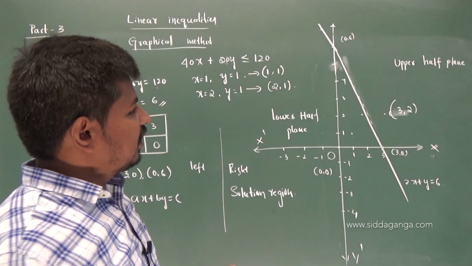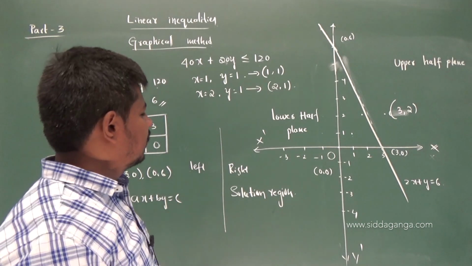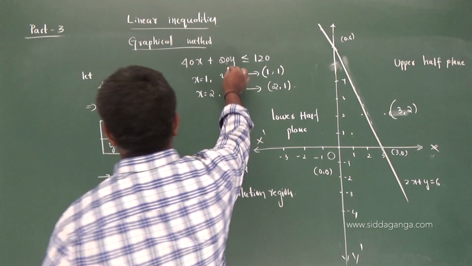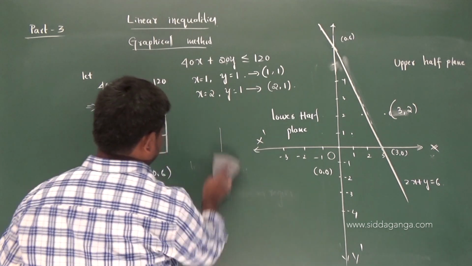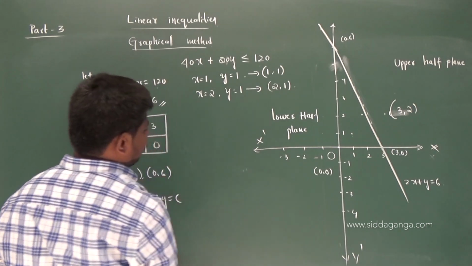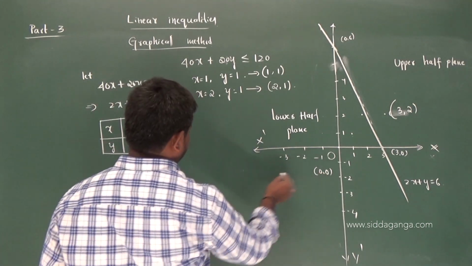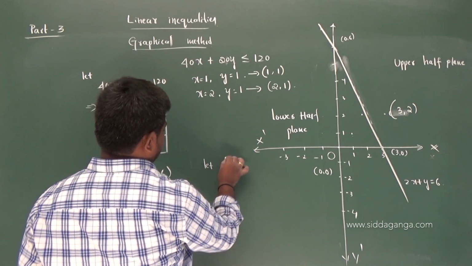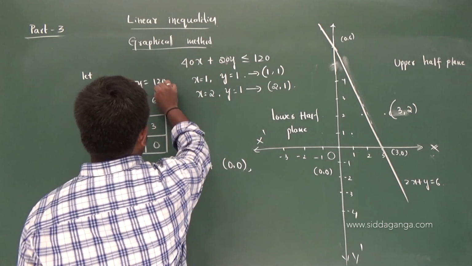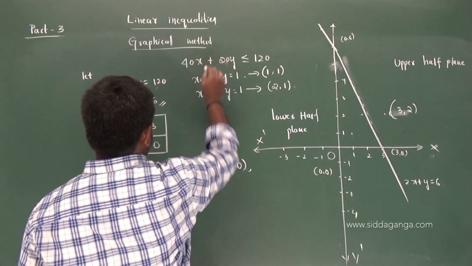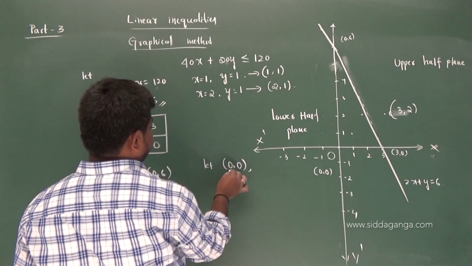So consider any point from any half plane, then substitute it in the given inequality. What happens? I am going to substitute the x and y values 0, 0. Let 0, 0 from the lower half plane be substituted in the given inequality, not in the line. You should check this inequality: 40 into 0, for x is 0, y is 0.